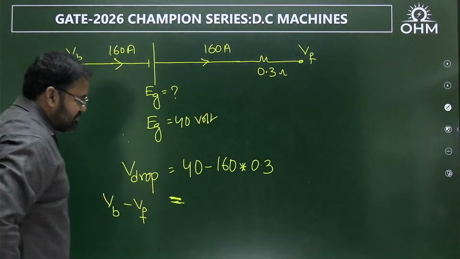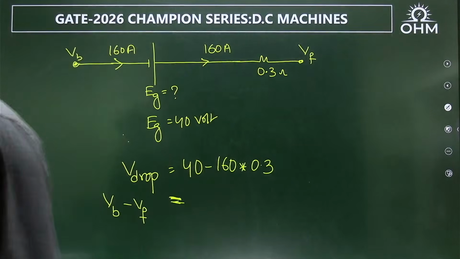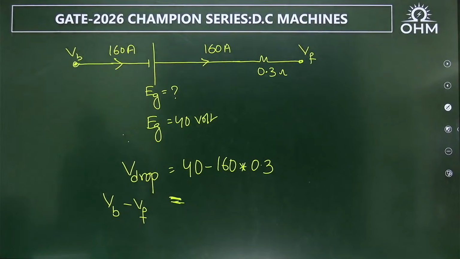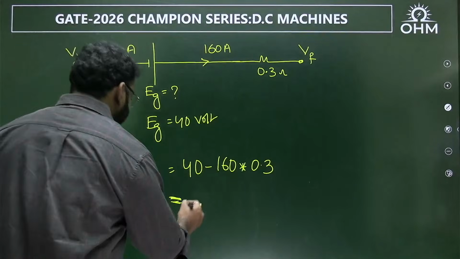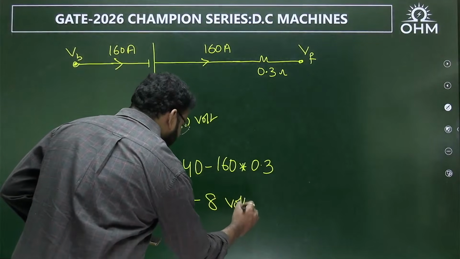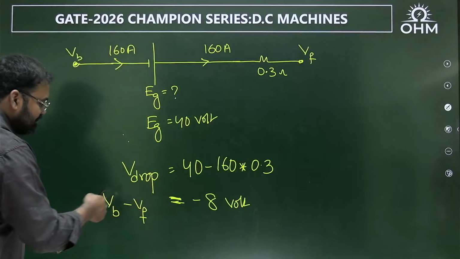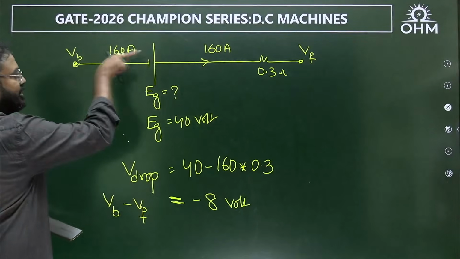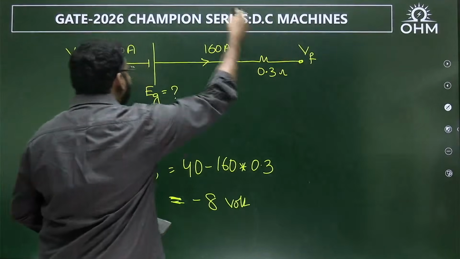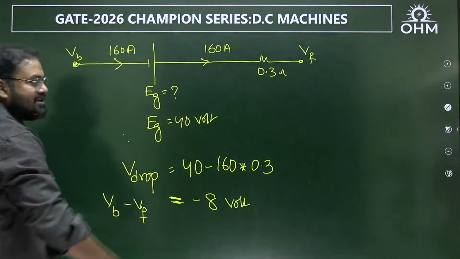Okay, tell me how much is the drop? Take a calculator and let me know. 8 volt, correct. So 40 minus 160 into 0.3. Drop is minus 8. But this is from where? Bus bar to feeder or feeder to bus bar? Bus bar to feeder, according to the current direction. Then what about feeder to bus bar? It will be plus 8 volt.